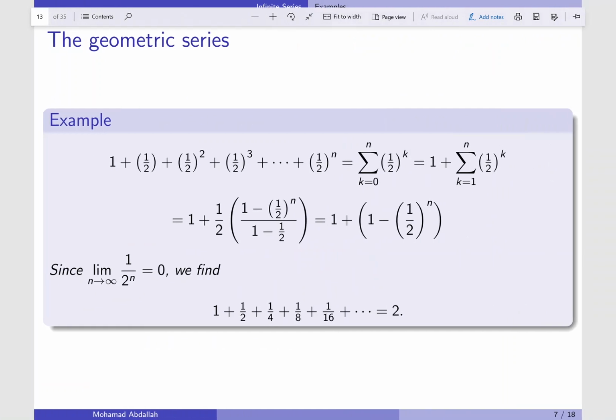Consider the following series. First, this is geometric because this can be written as the summation from k equals 0 to n of 1/2 to the power k. So this is my r here. R is equal to 1/2. Now one thing I want you to be careful about. I want to find the sum of these numbers. But this is not the one that I had in the previous slide.